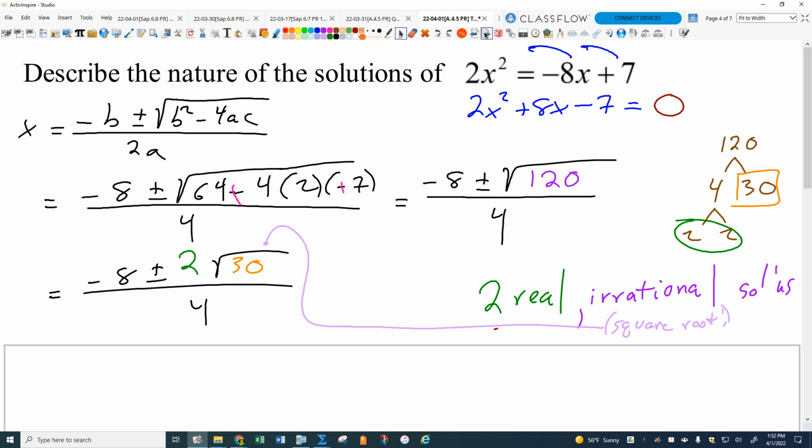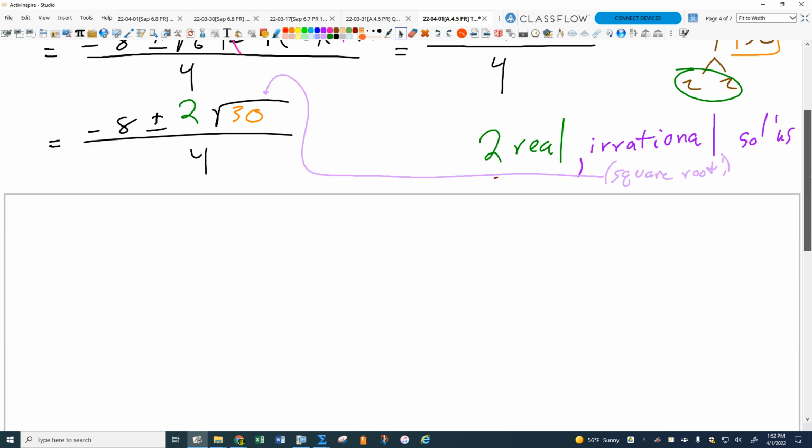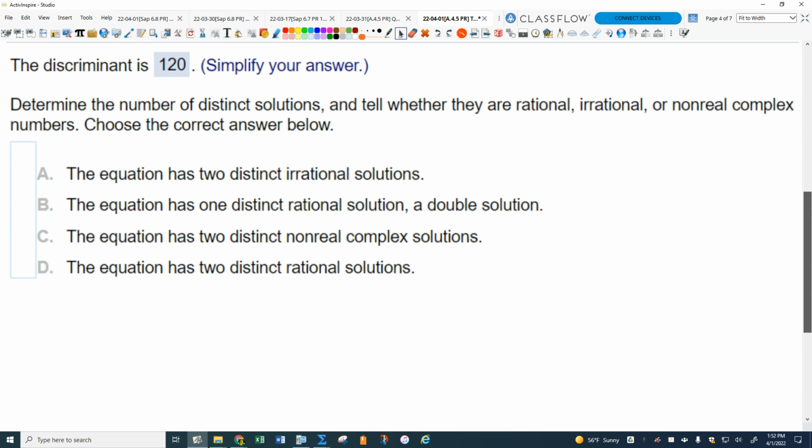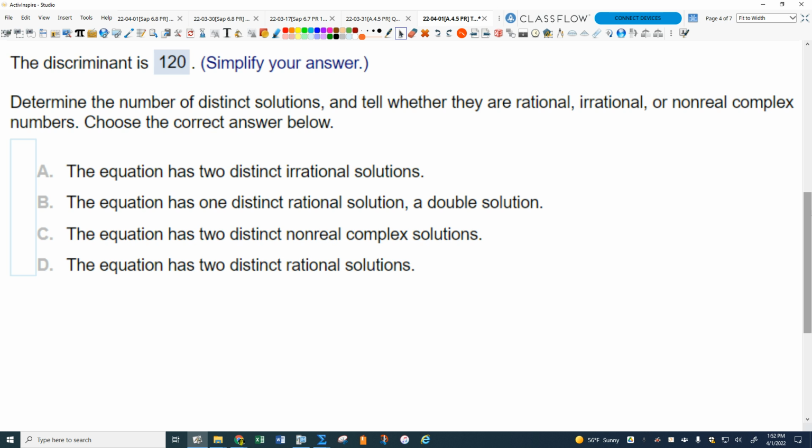Next one we did. Well, we got a discriminant of 120 this time, the number under the radical. So if the discriminant's 120, again, cast your vote with your fingers. Think about it for a second. Let me know what you think. Okay, back to the drawing board, Brock. Try it again.